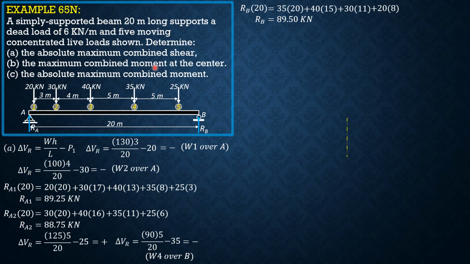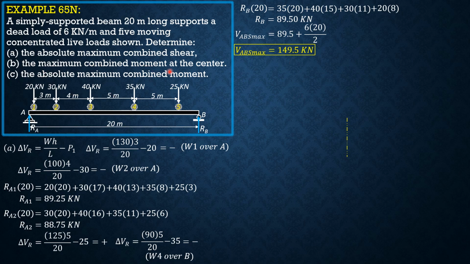The dead load reaction at B due to dead load is WL over 2, or W times the area of the influence line for reaction at B, so it will give us WL over 2 also. So maximum shear absolute is 89.5 plus, due to dead load, WL over 2, or 1/2 WL. Therefore, the absolute maximum combined shear is equal to 149.5 kilonewtons.